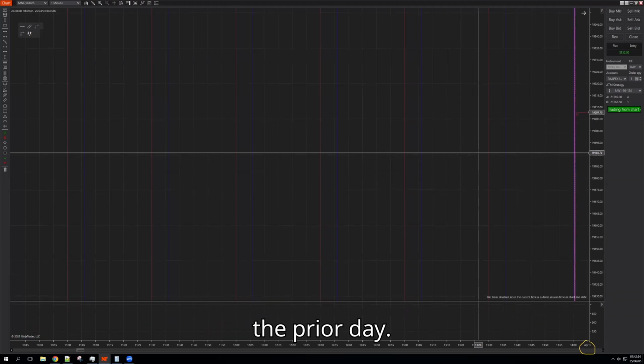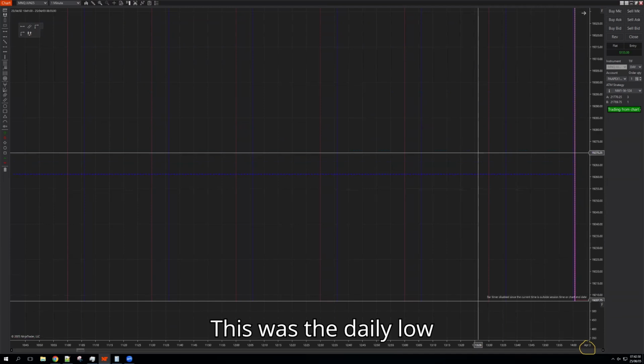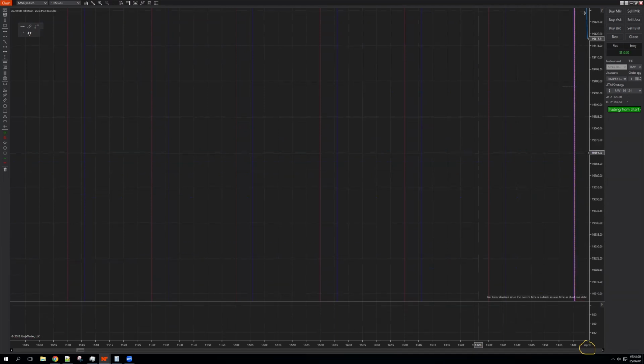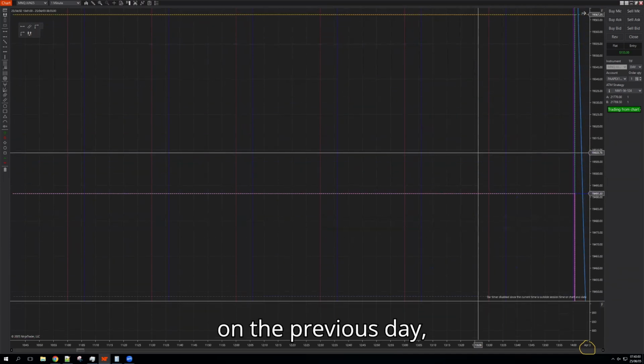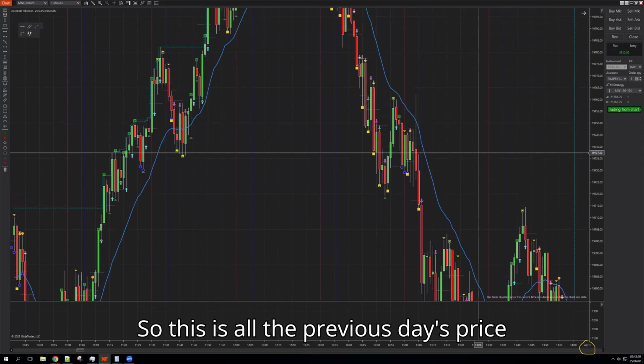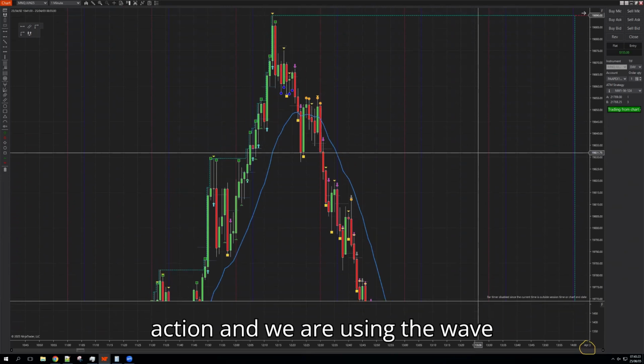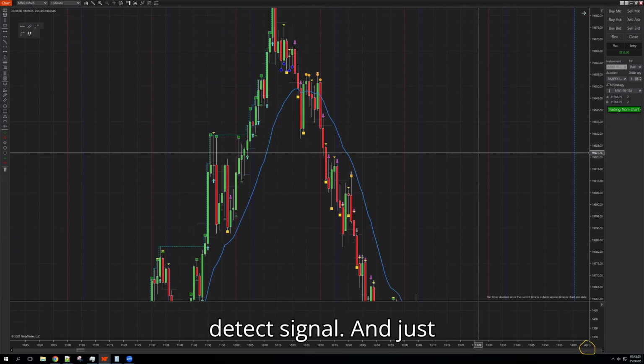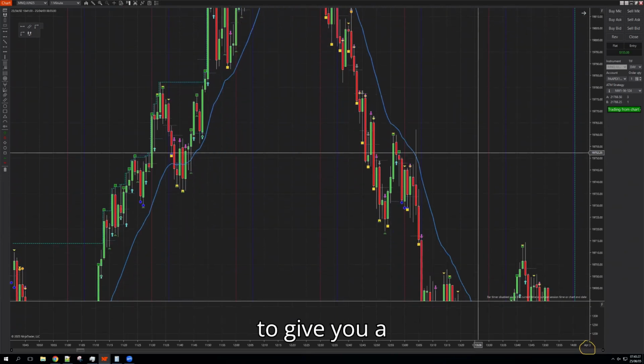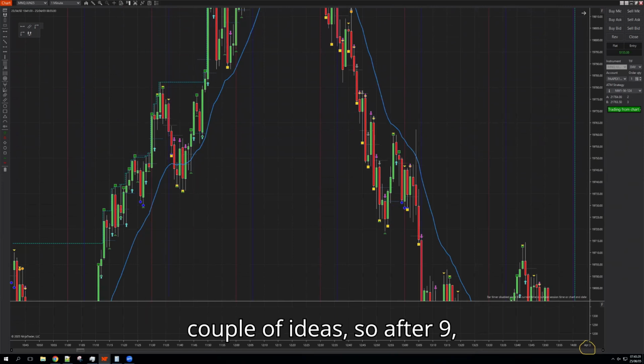The prior day, this was the daily low on the previous day. So this is all the previous day's price action, and we are using the wave detect signal. And just to give you a couple of ideas, so after 9:10 a.m.